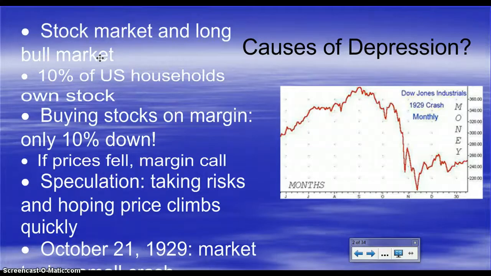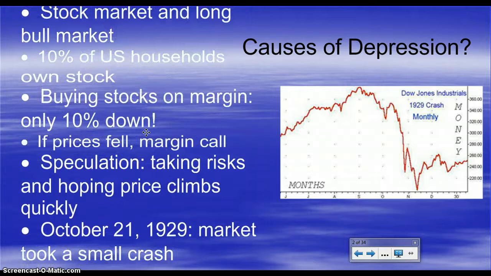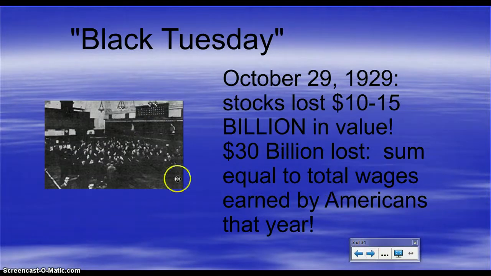We know that there was a lot of supply side economics under the policies of Andrew Mellon over 3 different administrations. We know that people were buying things on margin, meaning you only had to put 10% down and you could buy things on the installment plan, including stocks. If prices fell, there was a margin call and everybody would have to quickly pay up, and that worked for a while, but by the time we get to late 1929, the market is not able to really bounce back from that. So there's a small crash on October 21st, and then the big crash comes on Black Tuesday.